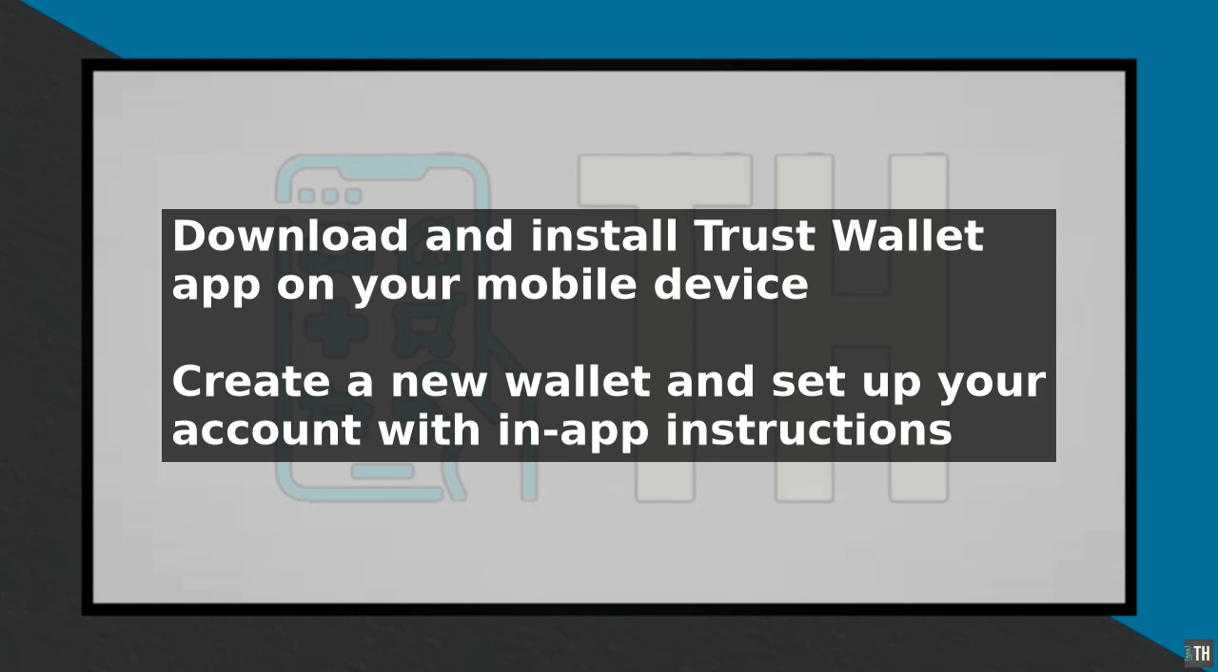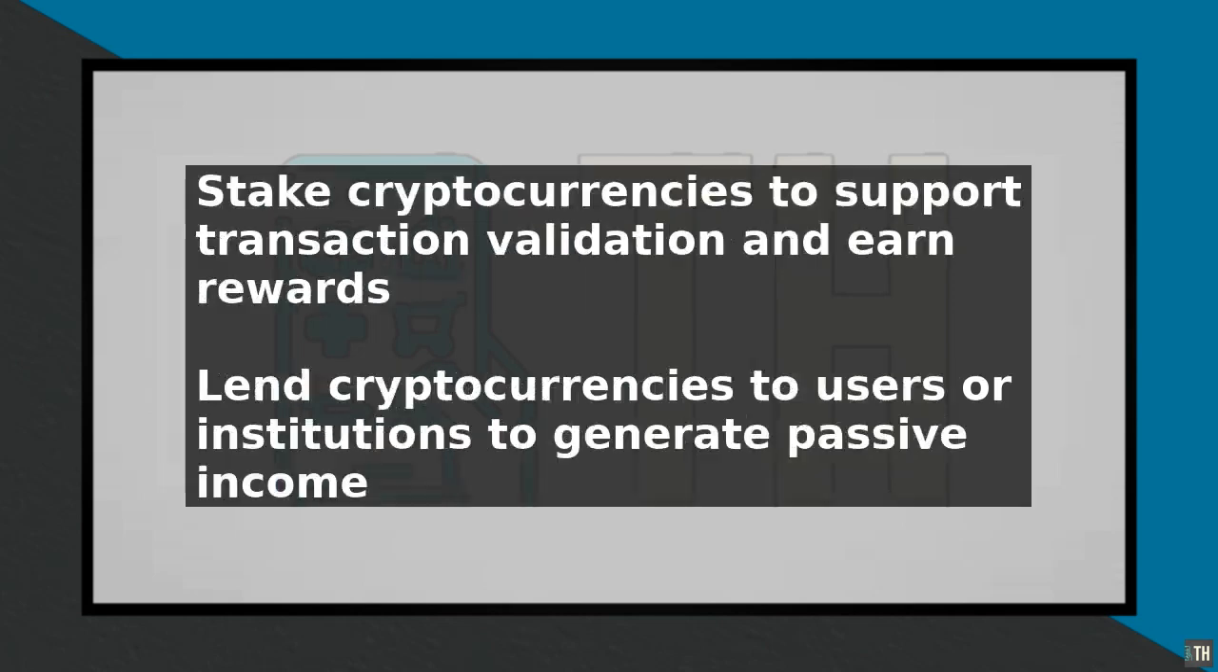One way to earn money on Trust Wallet is through staking, which involves holding a certain amount of a specific cryptocurrency in your wallet to support the validation of transactions on its network. In return, you receive a portion of the block reward and any transaction fees associated with that block. To stake on Trust Wallet, navigate to the staking section of the app and choose the cryptocurrency you want to stake. Follow the in-app instructions to initiate the staking process, and your rewards will be automatically added to your wallet.